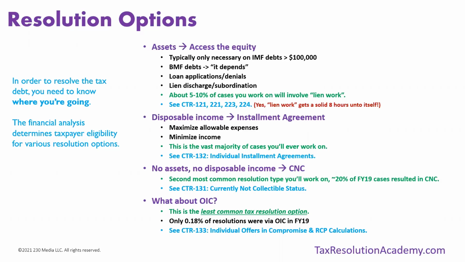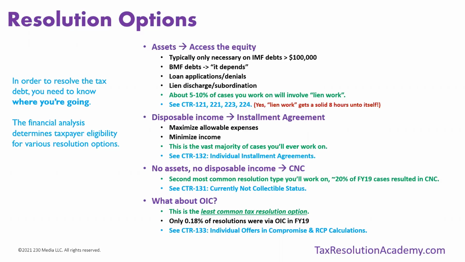If your client has no significant assets, which are by law subject to levy, and they have no remaining income, so that line 50 on the 433A is 0 or negative, then you're going to place your client into CNC. This is the second most common resolution type that you'll work on. Across many years, it'll average out to about 15%. In fiscal year 2019, almost 20% of cases resulted in CNC. We cover that extensively in our CTR 131 class.